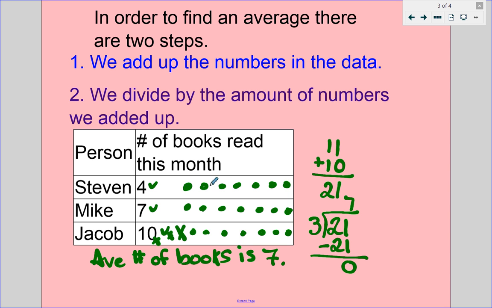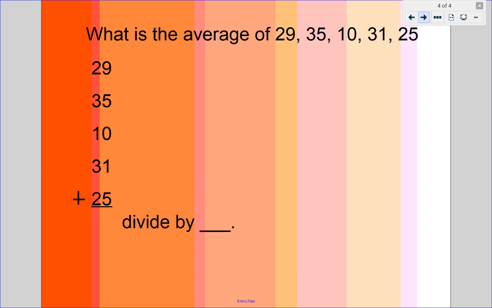And I would see 1, 2, 3, 4, 5, 6, 7. So we can physically move things around and make a picture of it. Or we can do step 1 and step 2: add up the digits, or add up the numbers, and then divide by the number of numbers we added up. Okay, we're going to look at a different example of that.